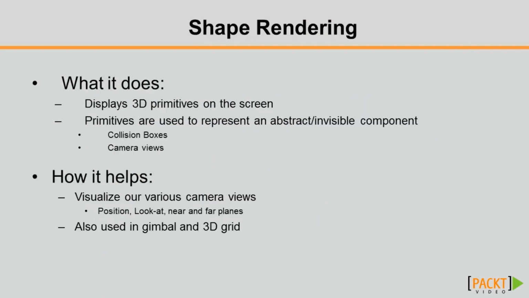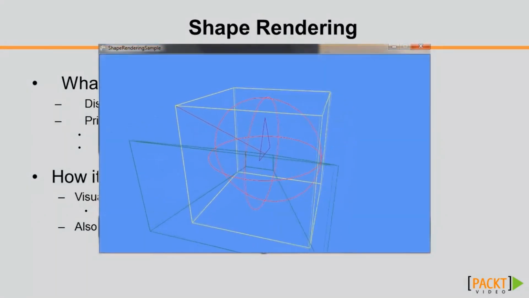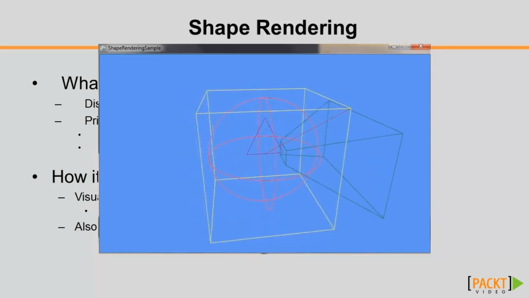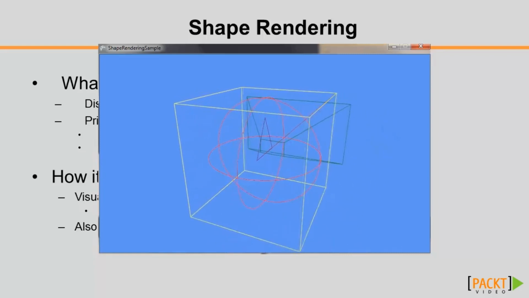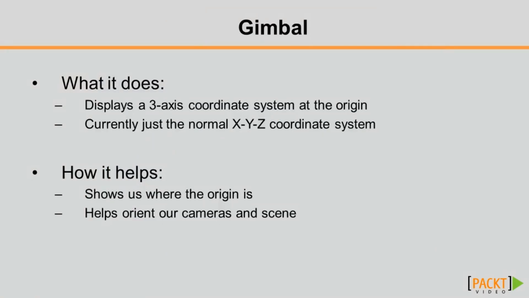We'll also add some shape rendering to our toolset. This code will use 3D primitives to draw things like collision boxes or camera frustums to the screen so that we can set up our scene a lot quicker and easier. Also note that a lot of this code is very similar to the 3D grid as well as our gimbal, since both use primitives.